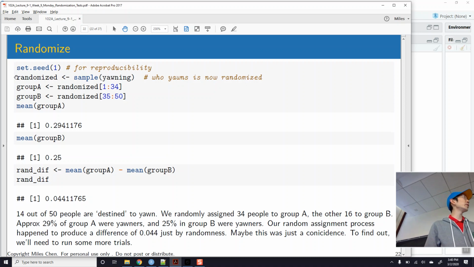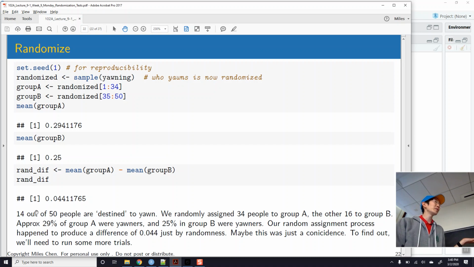So here I know who ends up in group A and who ends up in group B. It has nothing to do with anything other than the random process, because all that's going on is we just randomly shuffled them. We put some into group A, some into group B, okay? And I just ask, what is the proportion of yawners in group A? Coincidentally, I get 29.4%, 0.294. What's the proportion that ended up in group B? Coincidentally, I get 0.25. I get coincidentally the exact same values that came in the Mythbusters thing, okay?